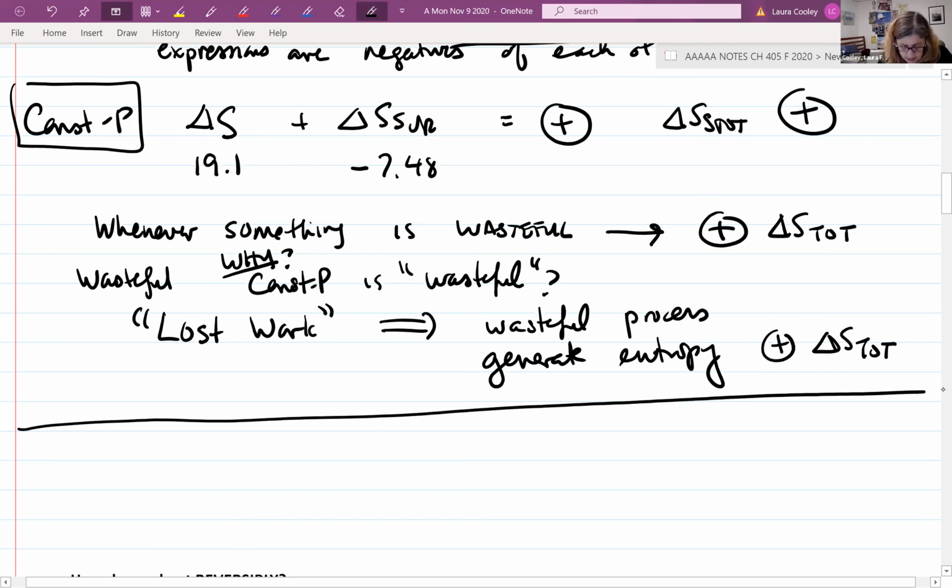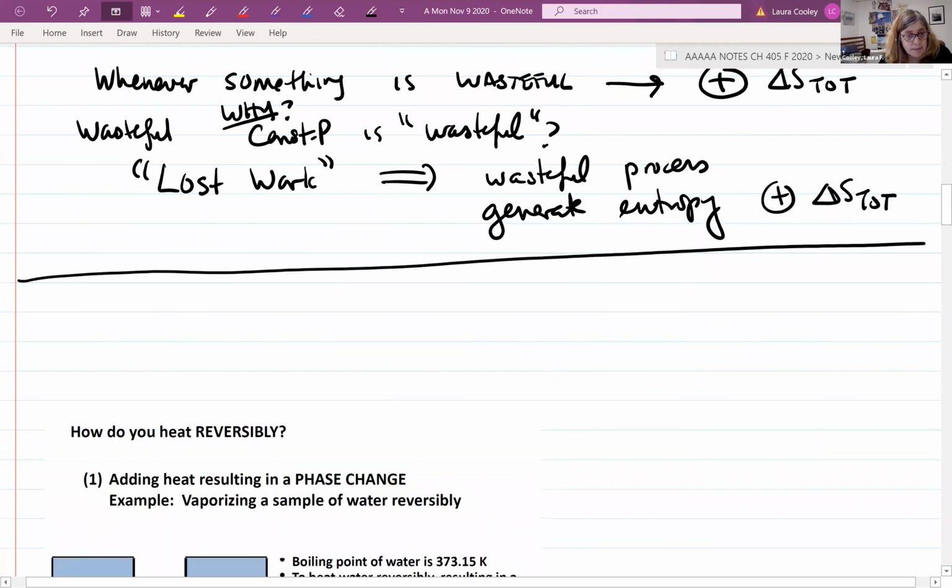So what I'm going to talk about next is heating or cooling. Just a little more space here.